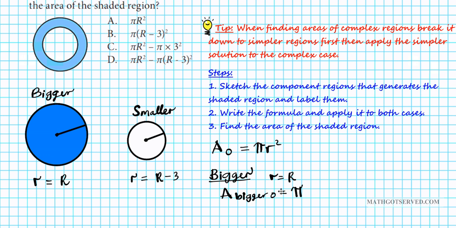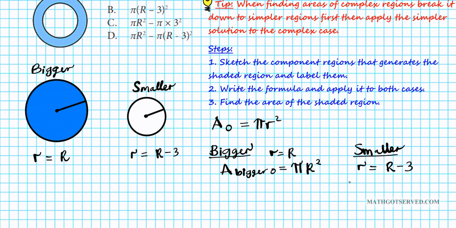But r is big R, so we have pi times big R squared. That's the area of the bigger circle. All right, how about the smaller circle? Can you see what the area is going to be? For the smaller circle, the radius is big R minus 3, 3 less than the radius of the bigger circle.